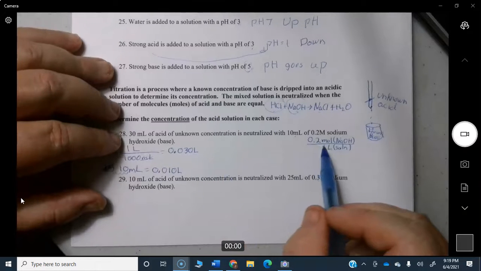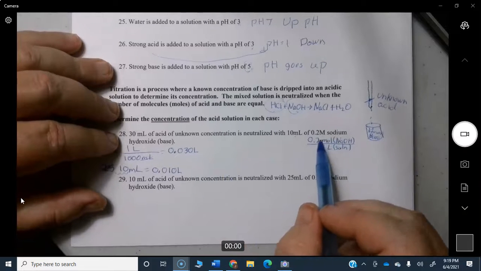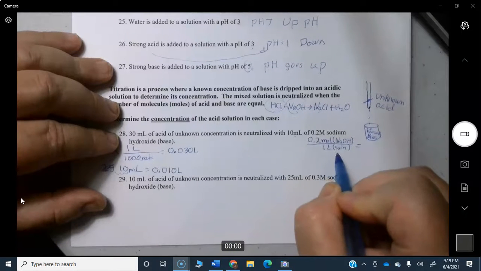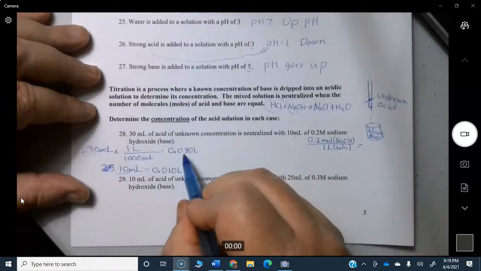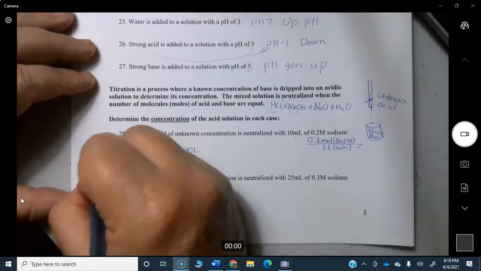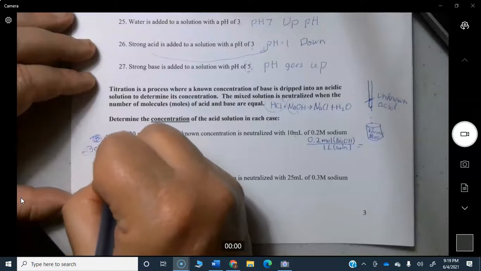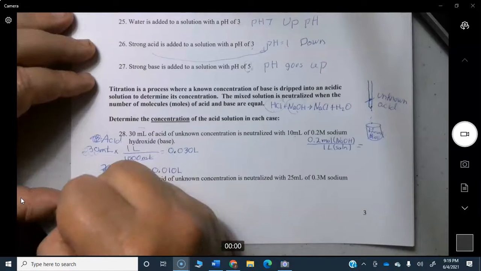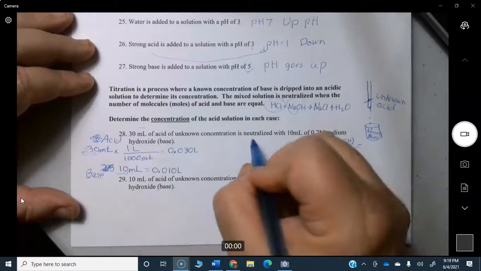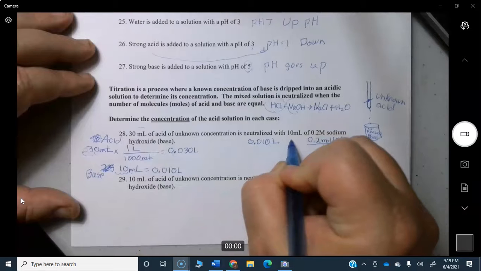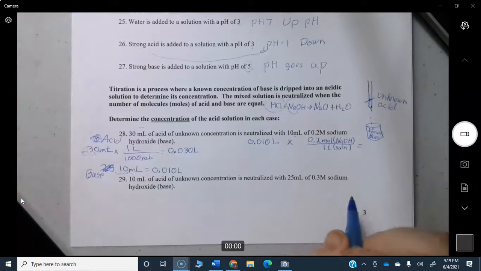So let's calculate how many moles of the base we have. So we have this, I'm going to go ahead and just use this, and we have this many liters. Remember, this one is the base. I take that back. This one is the acid, the 30 milliliters, and this one down here is the base. So we're interested in the base right now. So it's 0.010 liters times this.